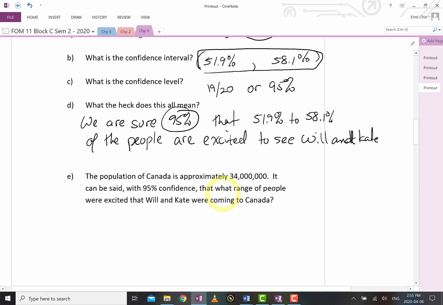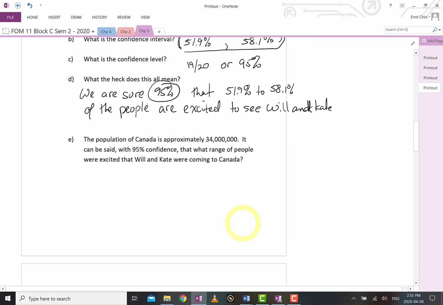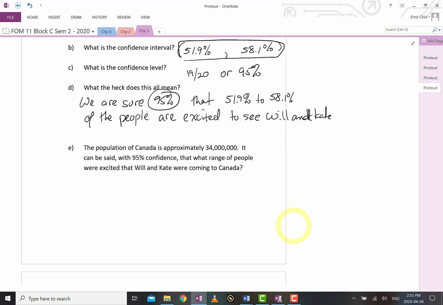Okay, well, 95% confident. Well, if we use the number 34, we know that it's going to be 0.519. That's 51.9% are excited. That's the low end. And we're going to multiply against 34 million. Now, on the high end, it's going to be 0.589. Oh, sorry, not percent. That's the decimal equivalent. So it's 0.589 times 34 million.